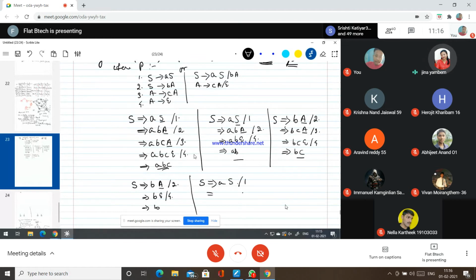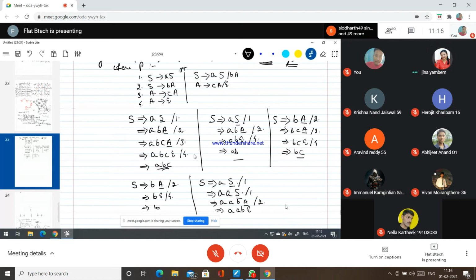S, A, S, this is using 1. Again, there is no restriction that once you have used one production rule, you cannot repeat it. There is no restriction. So I'll be using that one again. This is 1. And then A, A, then B, A, this is using 2.